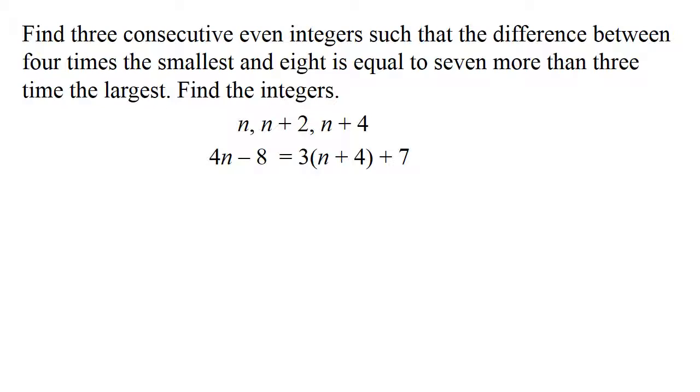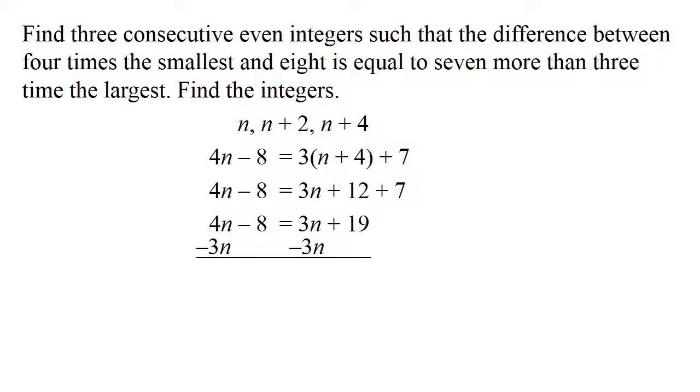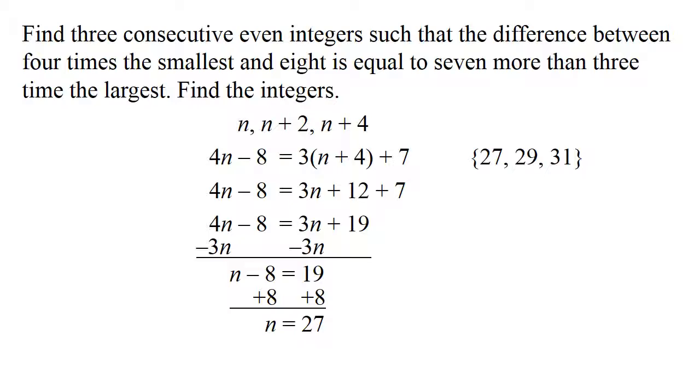Now we need to simplify the right-hand side of the equation. Distribute 3 times n and 3 times 4, which gives us 3n plus 12. Add the 12 and the 7, combine like terms, and we get 3n plus 19. Now so we only have letters on one side, I'm going to subtract 3n from both sides. That gives us n minus 8 equals 19. Add 8 to both sides, and we get n equals 27, which means our 3 numbers are going to be 27, 2 more than 27 is 29, and 4 more than 27 is 31, which means our answer is no solution.